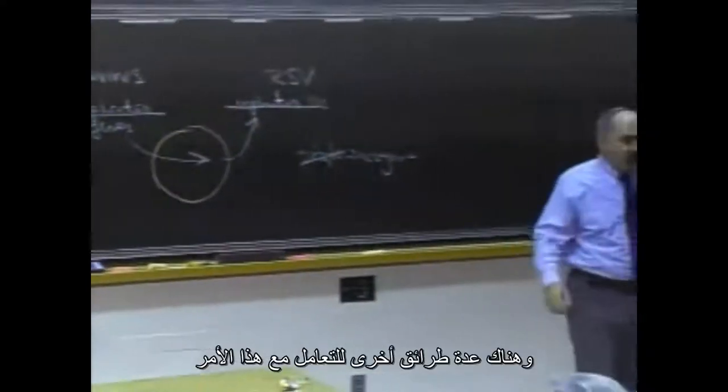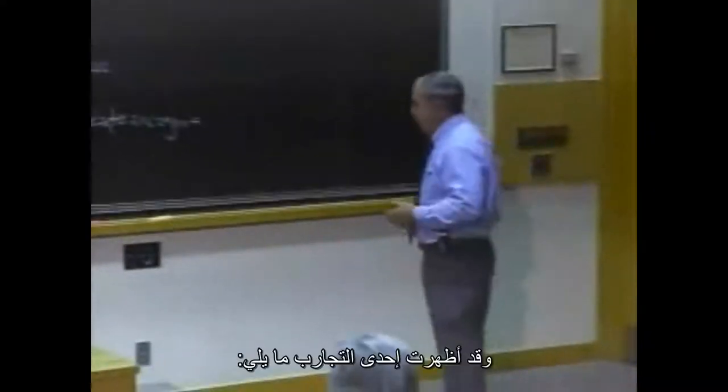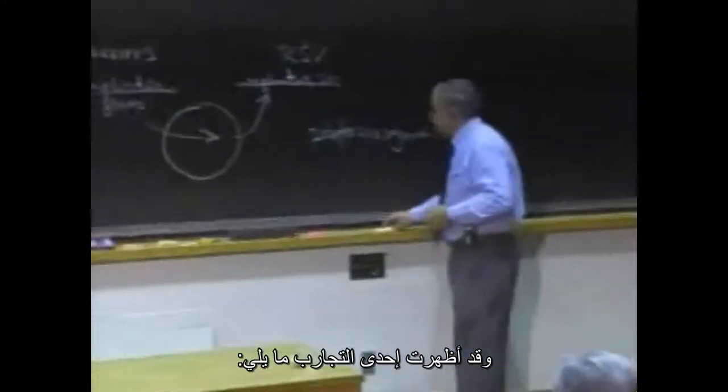Mutagenic changes to the DNA can mimic the conversion of a proto-oncogene to an oncogene without any virus. There are other ways by which you can skin this cat. And one experiment to demonstrate that is the following.